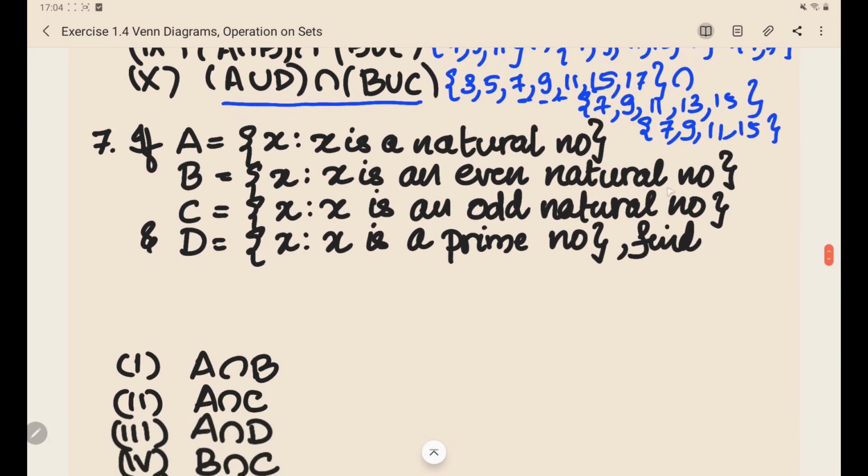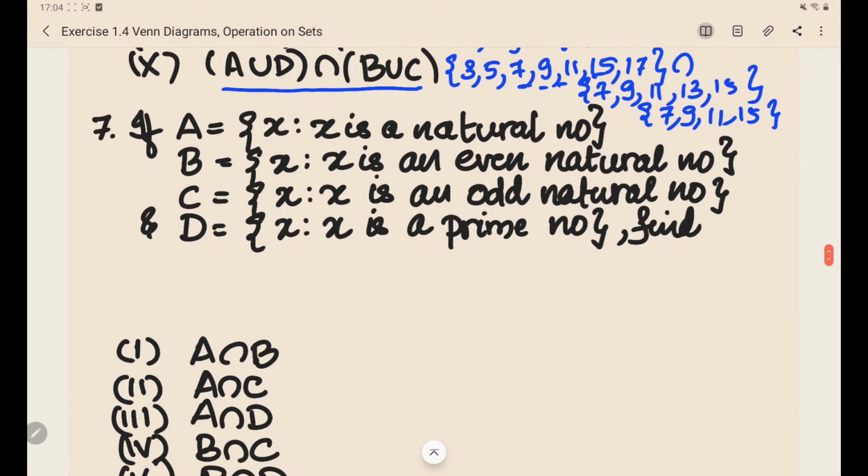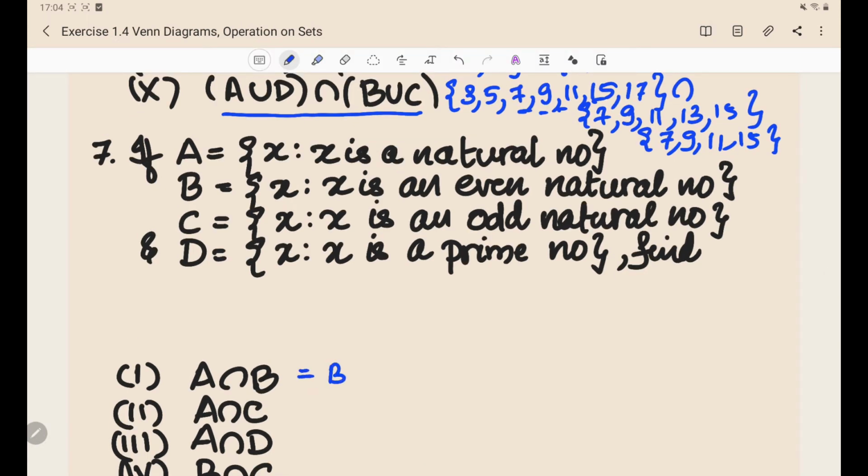Now let's discuss the seventh problem in it. A is the set of X such that X is a natural number. B is the set of X such that X is an even natural number. C is the set of X such that X is an odd natural number. And D is the set of X such that X is a prime number. So you have to find what is A intersection B. A intersection means the common elements of both the sets A and B. What is that? A intersection B is B itself. Right. So, to avoid any confusion, first let's write all these sets.